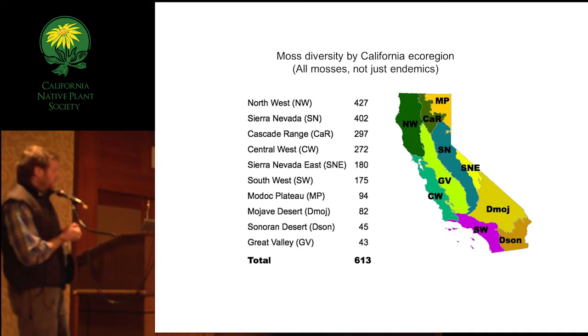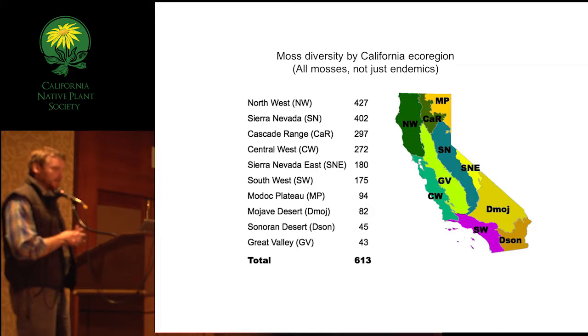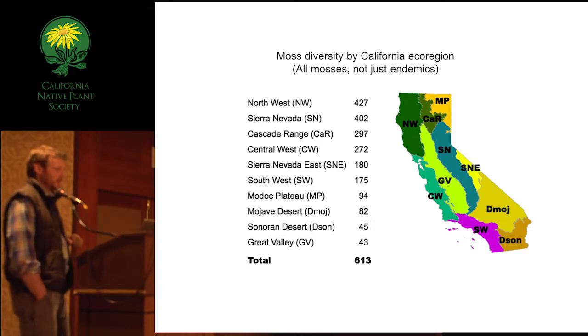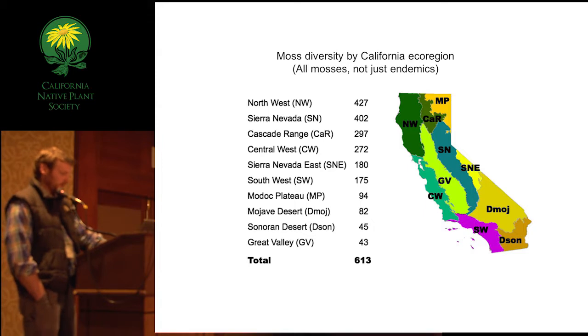And just to give you a real general sense for what bryophyte diversity looks like in California, if you're not familiar with it, these numbers are the number of species as of a few years ago. And this is just mosses, not liverworts, in the different ecoregions of California. So you can get a general sense that a lot of the diversity is in the Northwest and the Sierras, and then as you go south from the Northwest to the Central West to the Southwest, it drops off. And then, as you can imagine, it drops off towards the deserts also.